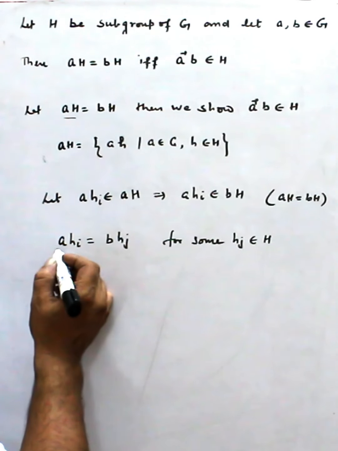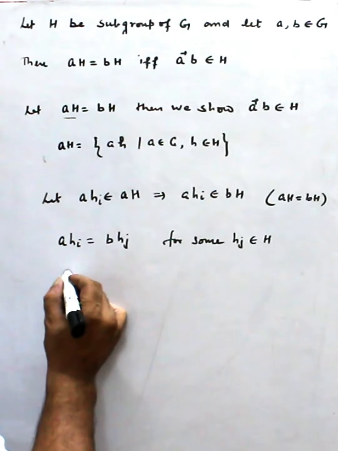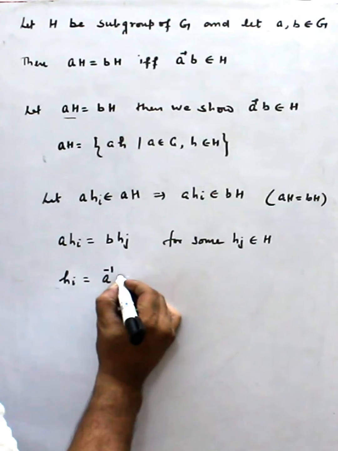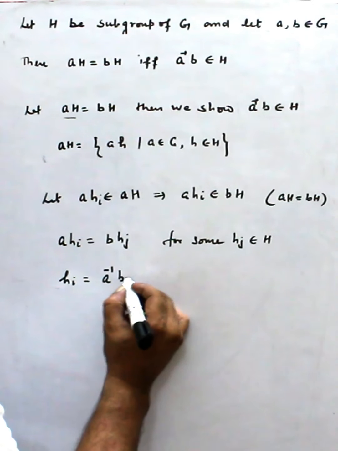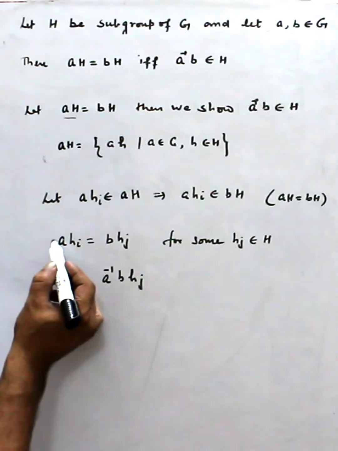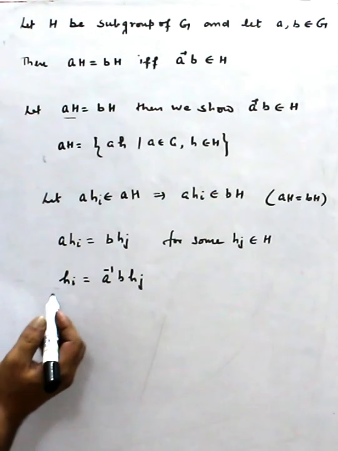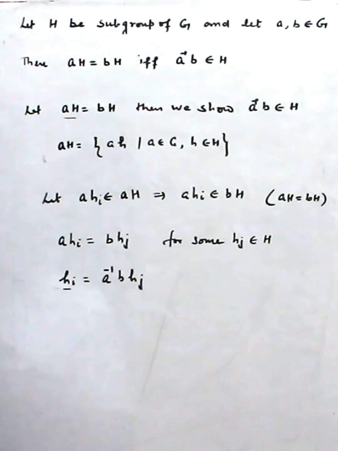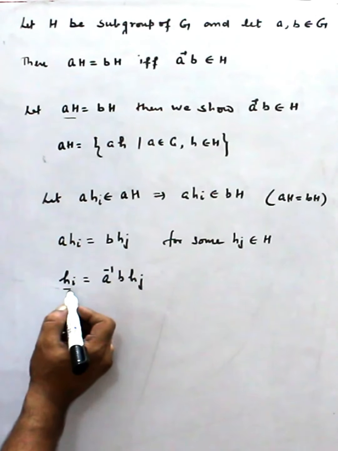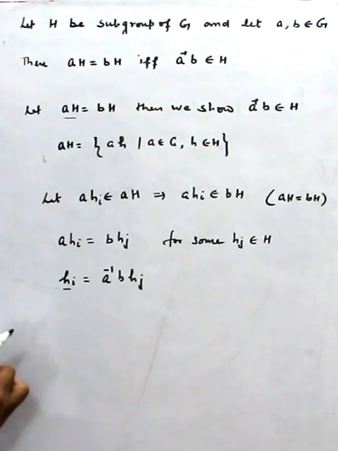because a belongs to G, so a inverse exists in G, and from here I can write h_i equals a inverse b h_j, right? That means I apply a inverse, pre-multiplying on both sides. That means this is an element of H. That means we have expressed the element of H in this form, right?